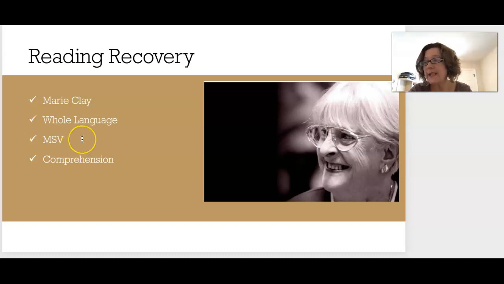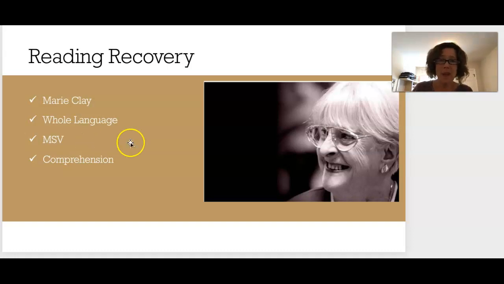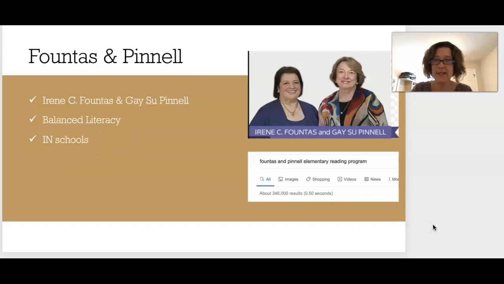And she believed that letters were the least reliable to figure out words in order to become better readers, and that they no longer needed to pay attention to the letters in the words. So her goal was to have kids comprehend and enjoy the reading versus going at it over and over and over again. Okay. You also, in your reading, had a chance to have a look at Fountas and Pinnell.